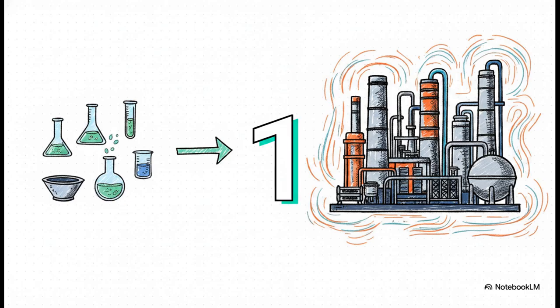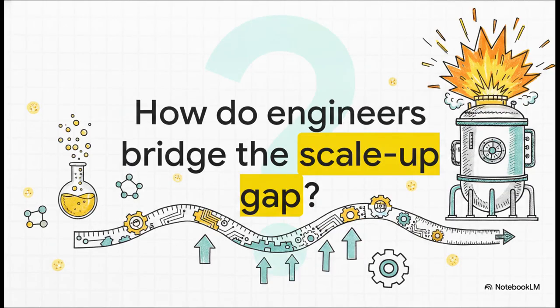It's kind of like trying to bake a cake that's 10,000 times larger than normal. You can't just throw it in a massive oven and expect it not to burn to a crisp on the outside while staying completely raw in the middle. When you increase the volume of a reactor, the physical dynamics of heat and mass transfer change dramatically. And that brings us to the core question of our explainer. How do engineers bridge that terrifying gap without blowing everything up?